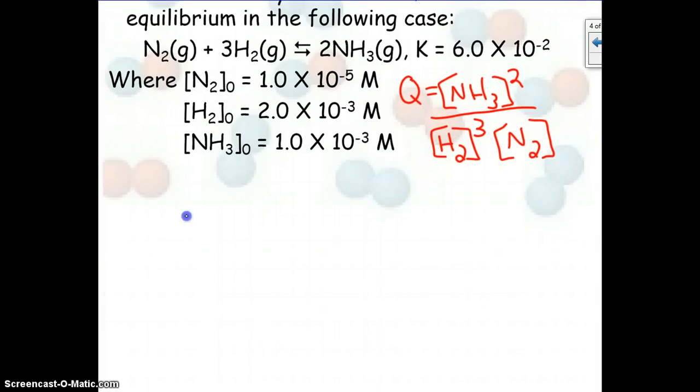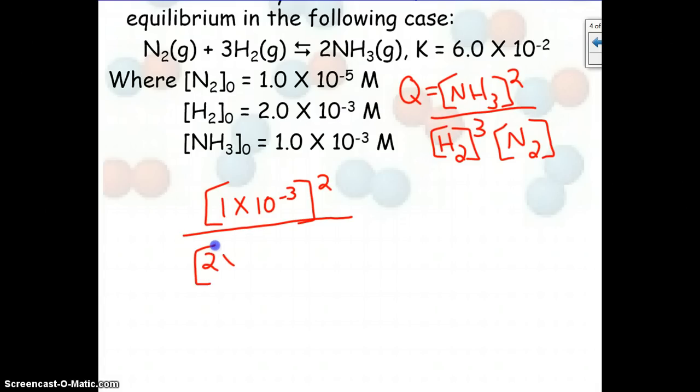So we're going to have 1 times 10 to the negative third, and we have to square that one. And that is going to be over 2 times 10 to the negative third, squared, cubed, times 1 times 10 to the negative fifth. All right, so we're going to work that out on top and bottom.